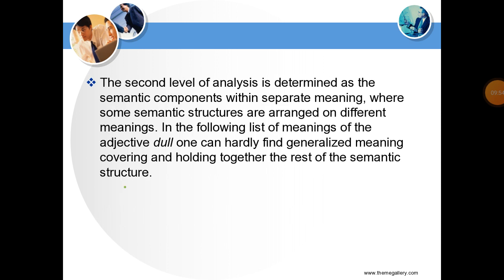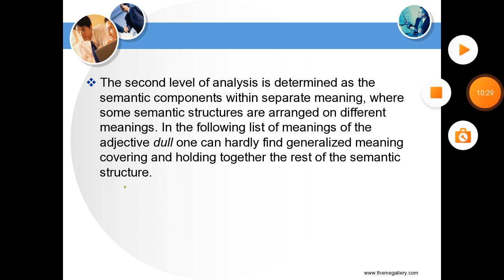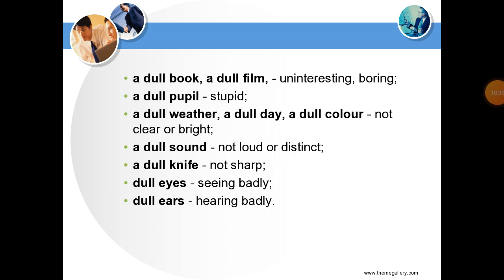The second level of analysis is determined as the semantic components within separate meanings, where some semantic structures are arranged on different meanings. In the following list of meanings of the adjective dull, one can hardly find a generalized meaning covering and holding together the rest of the semantic structure. For example, dull as an adjective.